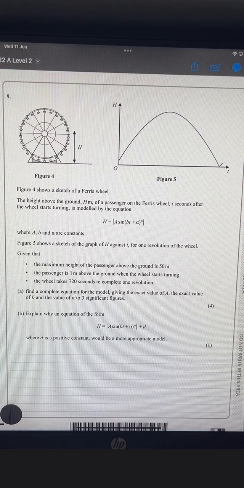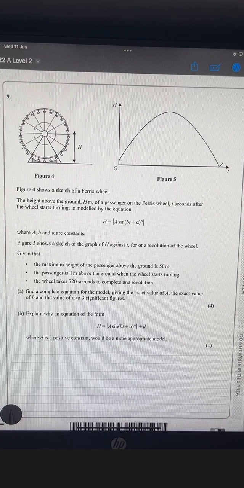Given that the maximum height above the ground is 50 meters, and the passenger is 1 meter above the ground when the wheel starts turning, and the wheel takes 720 seconds to complete one revolution, find a complete equation for the model, find the exact value of a, b, and alpha to 3 sig figs.